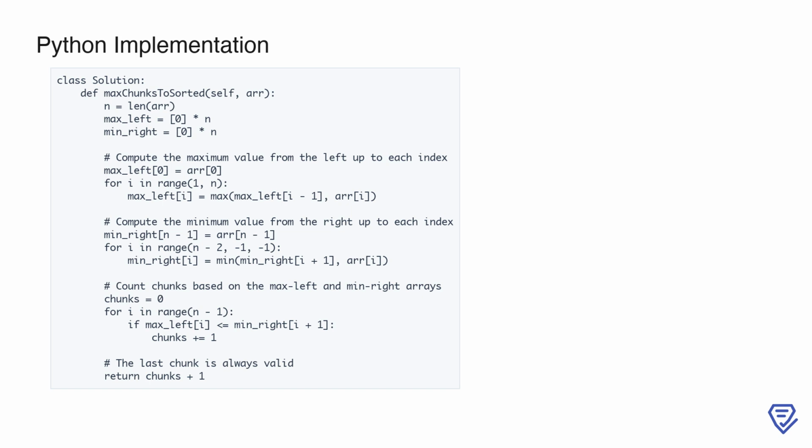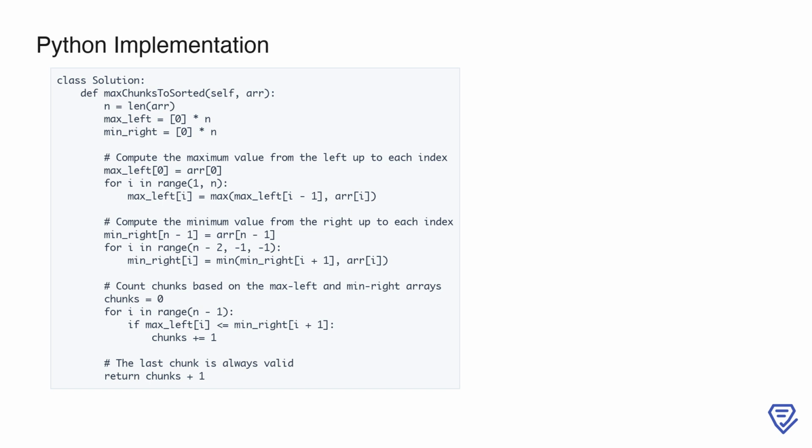Step 3. Iterate through the array and compare max_left[i] and min_right[i+1]. If the maximum value on the left side is less than or equal to the minimum value on the right side, it means a valid chunk boundary exists. Increment the chunk count. For the final step, add 1 to the chunk count to account for the last chunk, which is always valid.